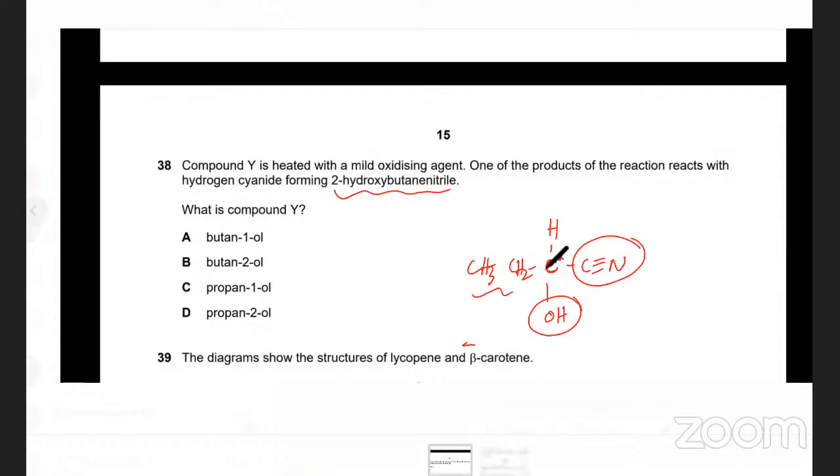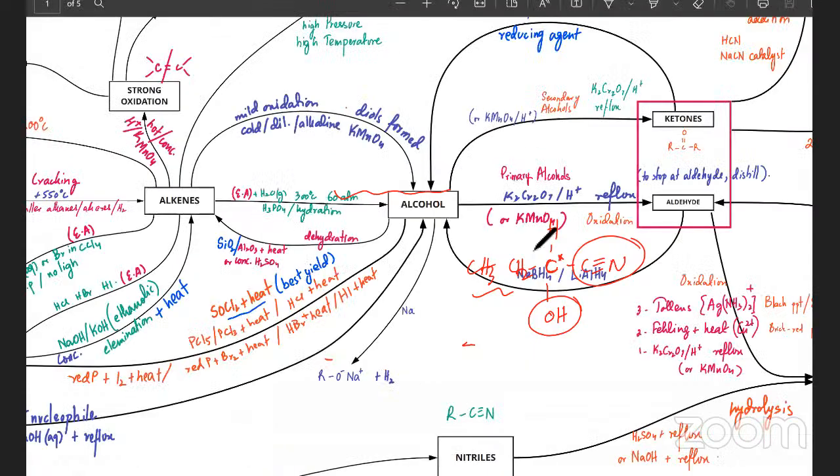And remember, it was formed when you had a reaction with HCN. So when was it formed? When you had a reaction with HCN.